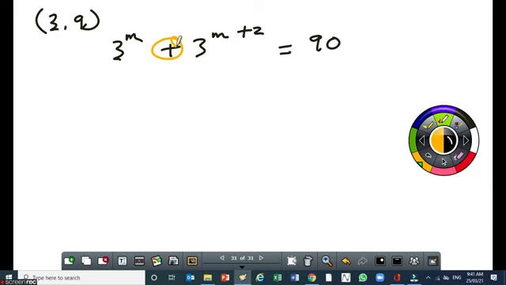There is addition of two exponential terms, this 3 to the power of m and that 3 to the power of m plus 2. So I'm going to create the common factor on the left-hand side, because for me to solve for m here, I need to have a monomial term, which is exponential. At the moment, I've got a binomial on the left-hand side.